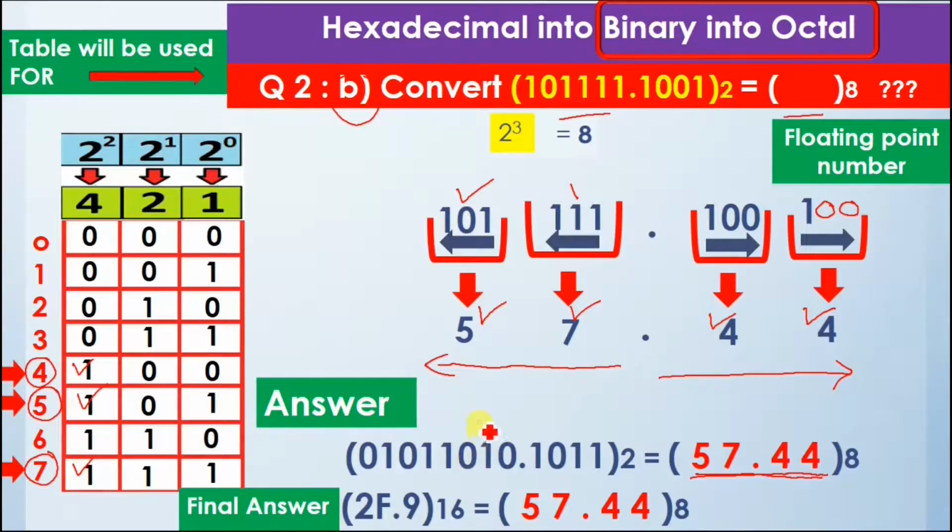Next we will combine these values to calculate our final answer, that is 57.44. So this binary number is equal to 57.44 in octal, or in other words we can say that the number 2F.9 in hexadecimal is equal to 57.44 in octal. So as we know, first of all we converted this hex number into binary, and then the binary number into this octal number.